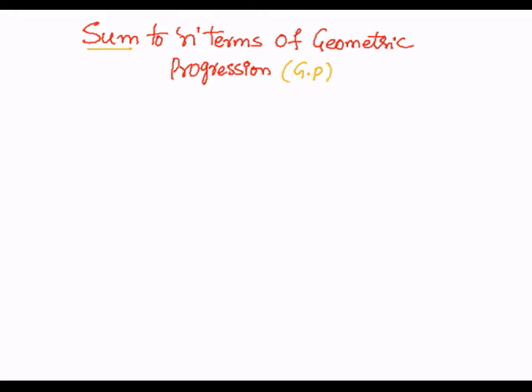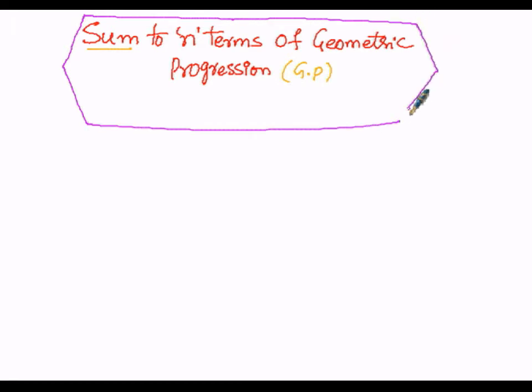So here we are going to assume the first term of the geometric progression as A and the common ratio as r. Then the general form of a geometric progression will be A, AR, AR square, AR cube, and so on. Then the nth term will be AR to the power of n minus 1. Based upon this, we are going to find out the sum of n terms, denoted by S of n.